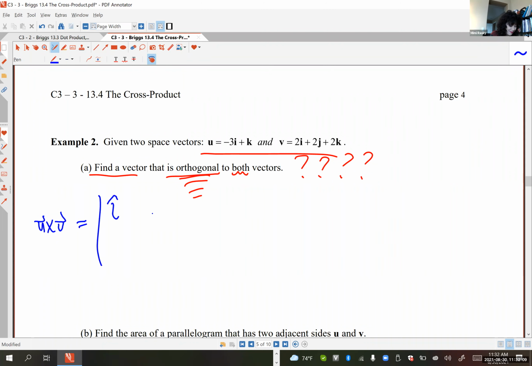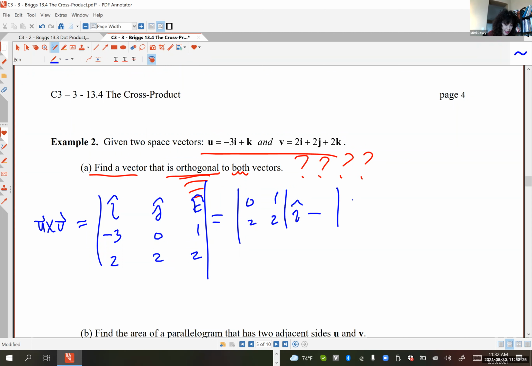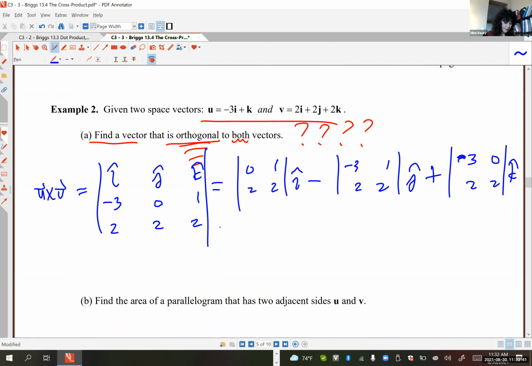Yay. Success. So I'm going to put i, j, k on the top row, -3, 0, 1 for row 2, the components of U, and then 2, 2, 2 for the bottom row. And then I'm going to do a 2 by 2 times i hat minus a 2 by 2 times j hat plus a 2 by 2 times k hat. Each of these 2 by 2s can be found by blocking out the row and column of the unit vector it corresponds with.